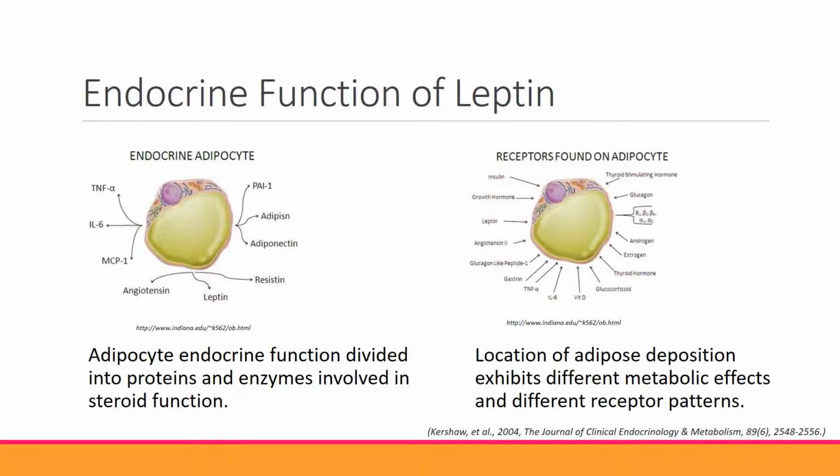So combining the specific receptors and the production of these endocrine enzymes and proteins, the adipocyte will perform specific functions in metabolism. Also, the different adipose deposits may function differently depending on what's produced and affecting various tissues. So for example, leptin is produced more in the subcutaneous fat than visceral fat.